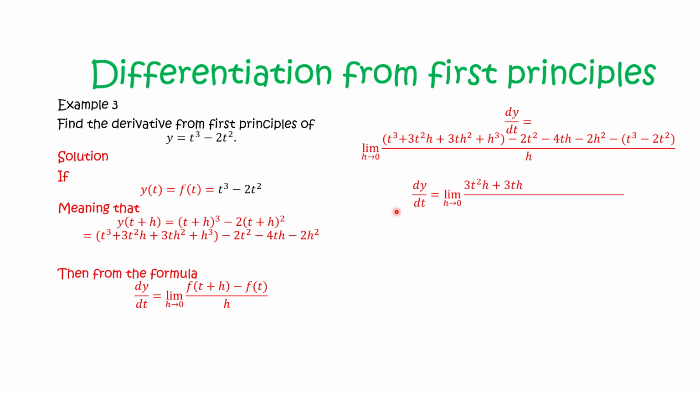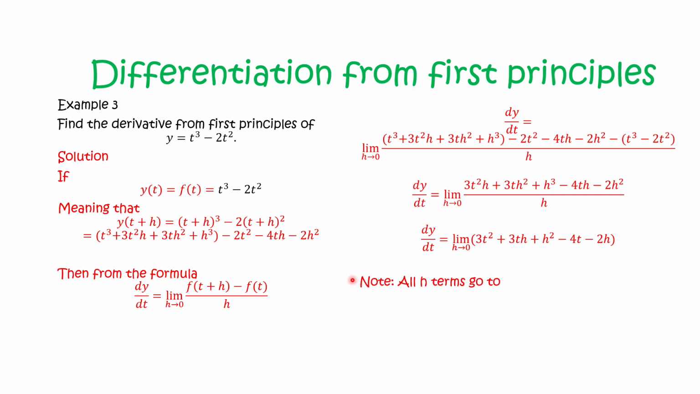Now, we can see that some terms will cancel out. t cubed and minus 2t squared will cancel out, so that we are left with the simplified version of dy/dt being that. Additionally, we still have a common factor, which is h in the numerator and the denominator. As these cancel out, dy/dt is equal to the limit as h approaches 0 of 3t squared plus 3th plus h squared minus 4t minus 2h.